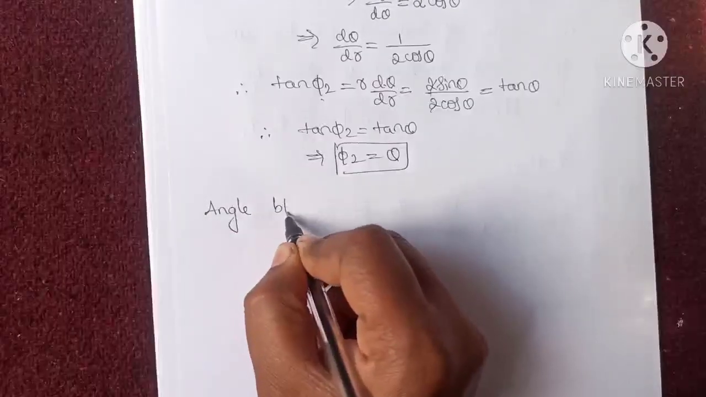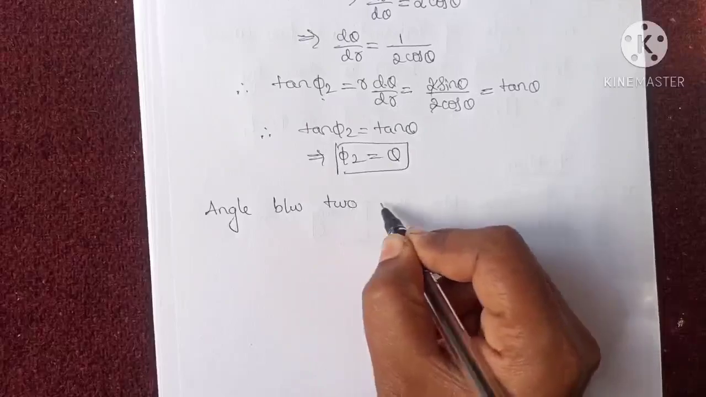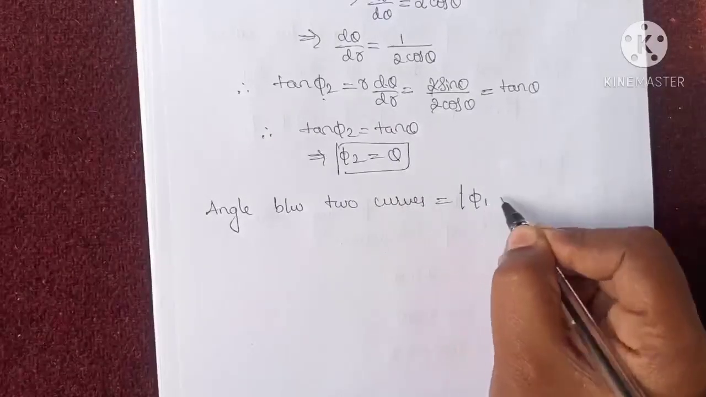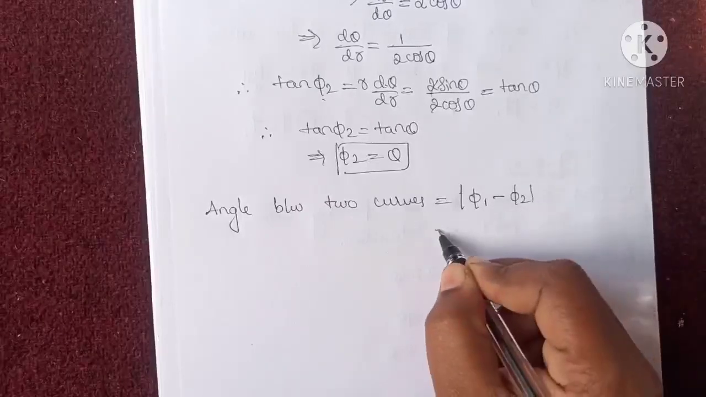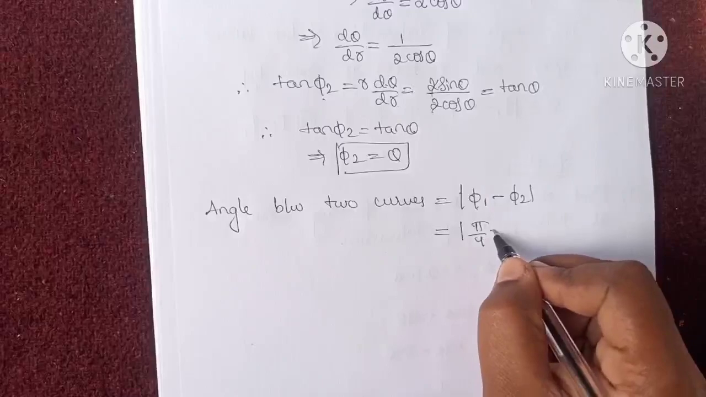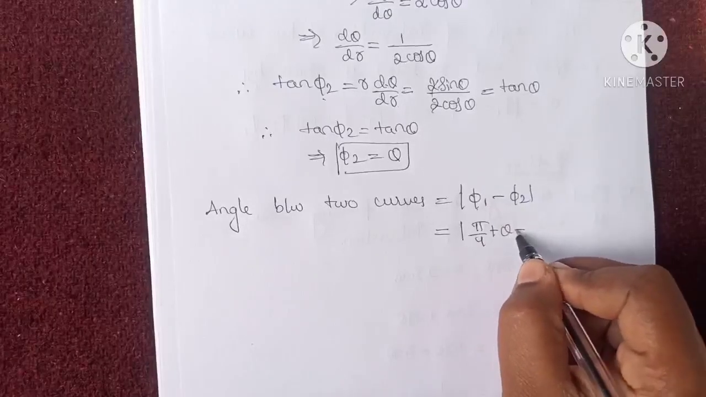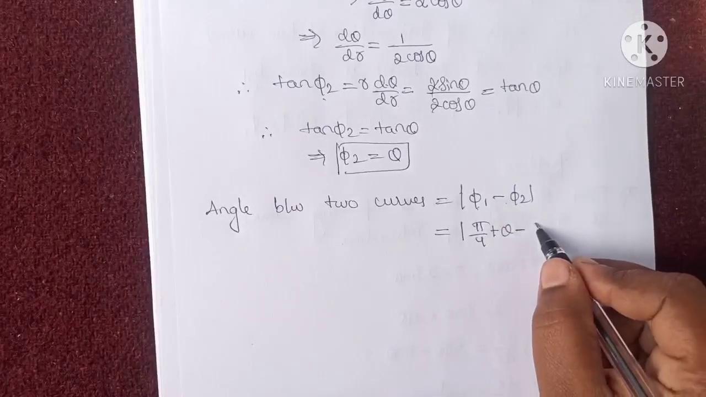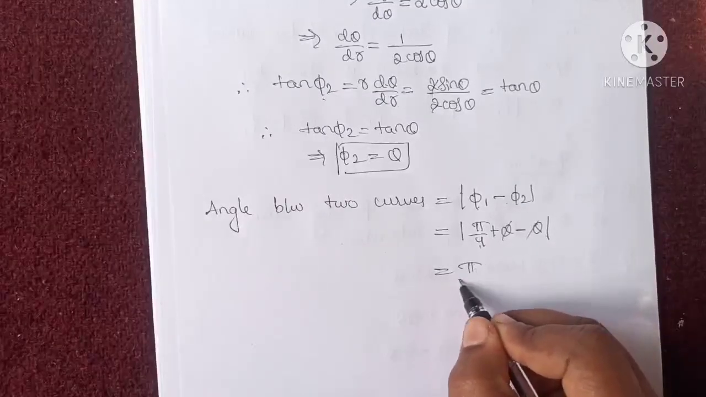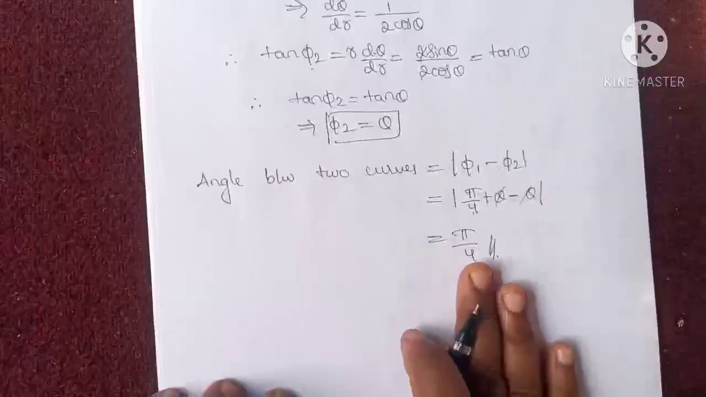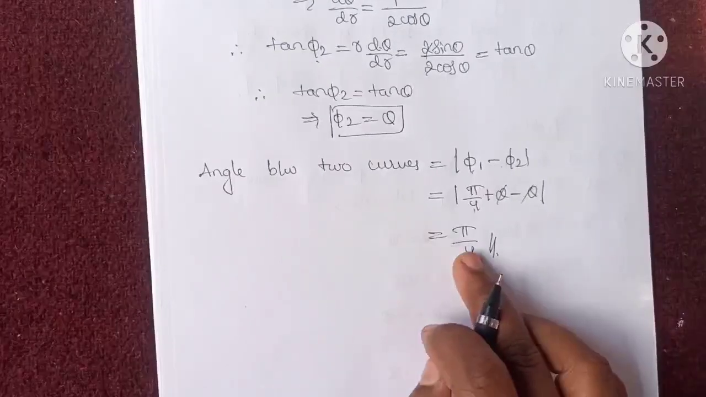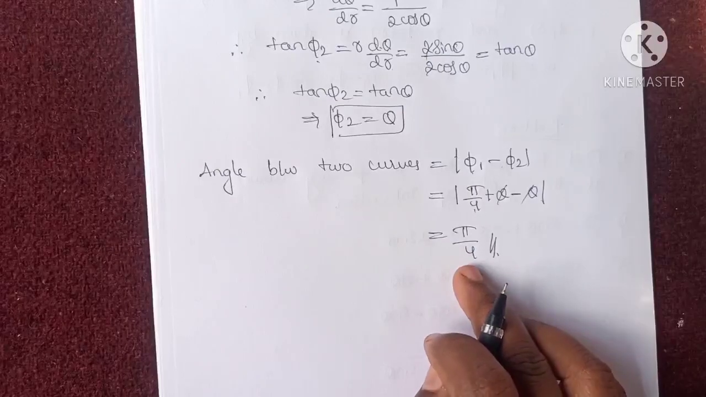Now we have the angle between the two curves. The angle between the two curves equals mod of phi 1 minus phi 2, which equals mod of pi by 4 plus theta minus theta. Simplifying, we get pi by 4. So this is the required angle between the two curves, or angle of intersection of the two curves.